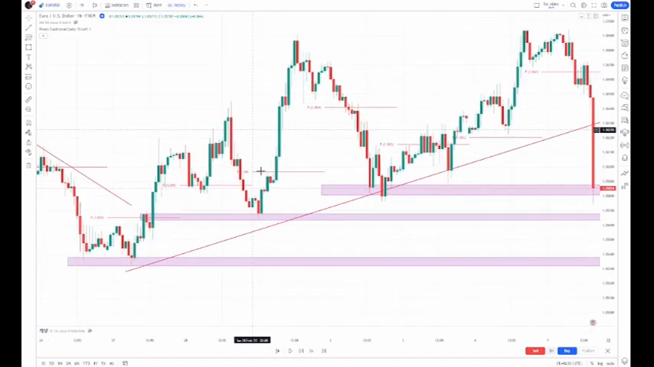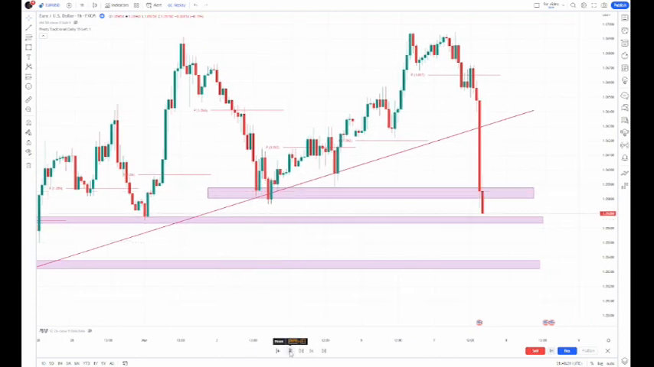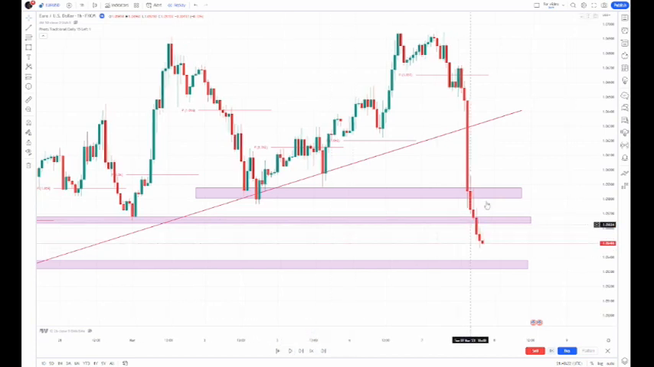Now, let's watch what happens in the future. You see, the price does not hold on those two supports. Those two supports have been broken totally. This one has been validated, and this one has been validated too.